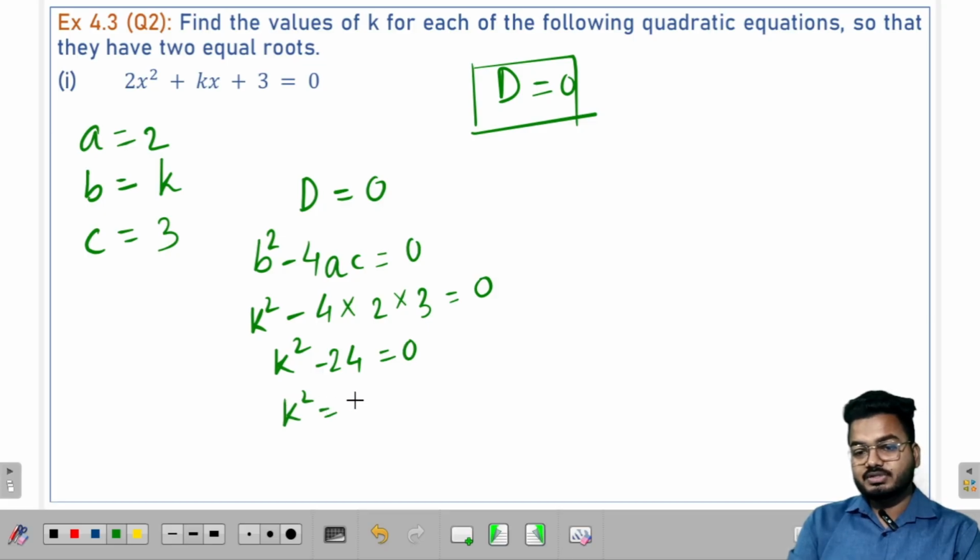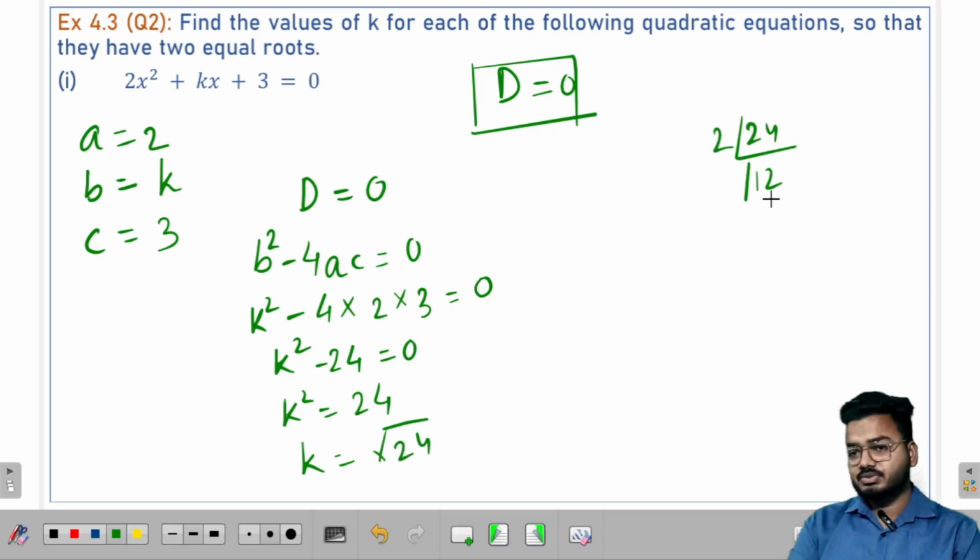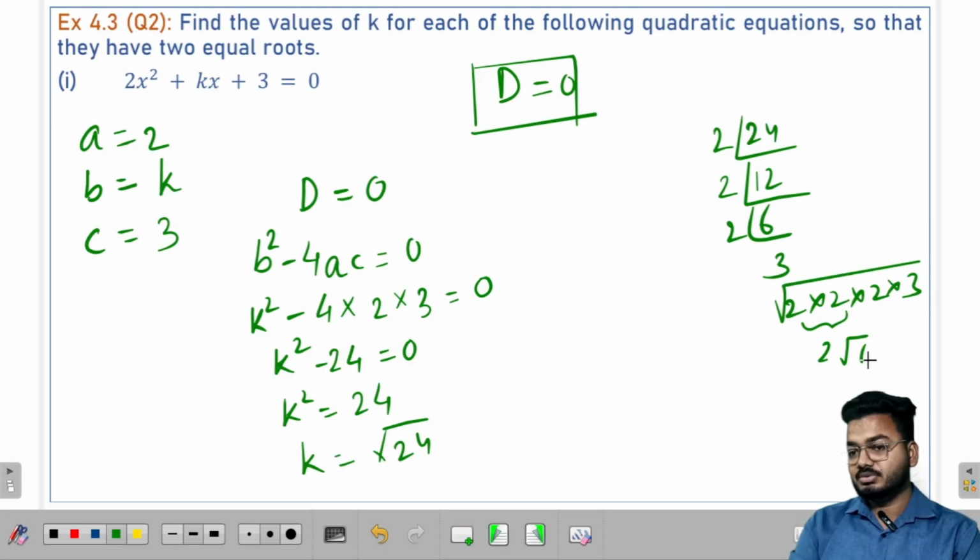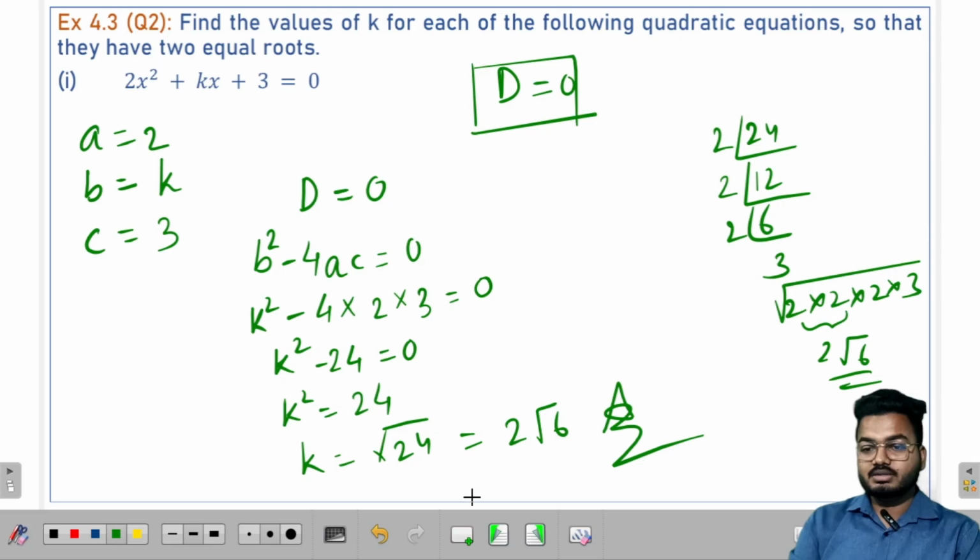और k square will be equal to 24 और k का वैल्यू क्या आएगा? स्क्वायर रूट 24. 24 का अगर प्राइम फैक्टराइजेशन करें, I can do it as 2 12s are, 2 6s are, 2 3s are, so it will be 2 into 2 into 2 into 3, और वो भी एक पेयर बाहर निकलेगा, बाकी अंदर ही रहेगा. सो इट विल बी 2 रूट 6. ओके, सो k का वैल्यू क्या आएगा? 2 रूट 6. दैट्स इट.